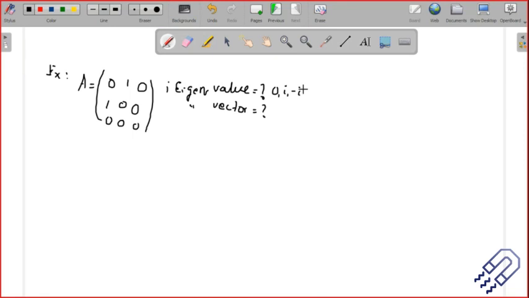Let's see what others get. Sir, eigenvalues are 0, 1 and minus 1. If you answer that, it means one of you is wrong. 0, 1 and minus 1. Yes, sir. Let's see the answer, and then you can find out the corresponding eigenvectors.